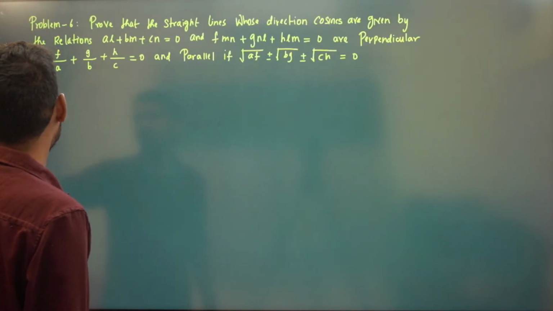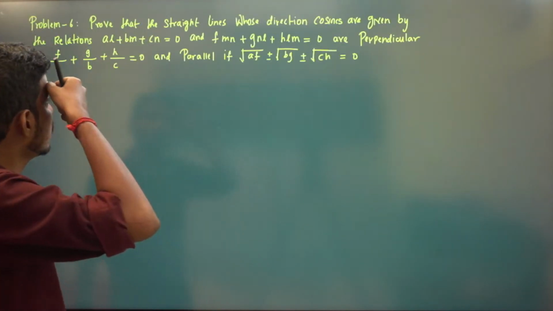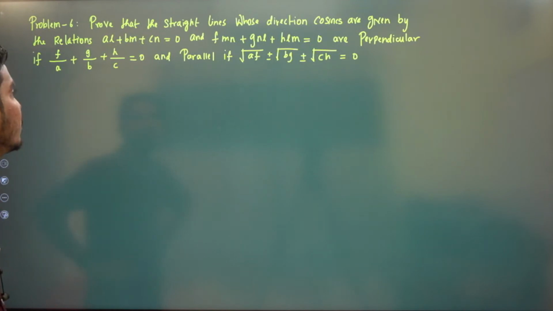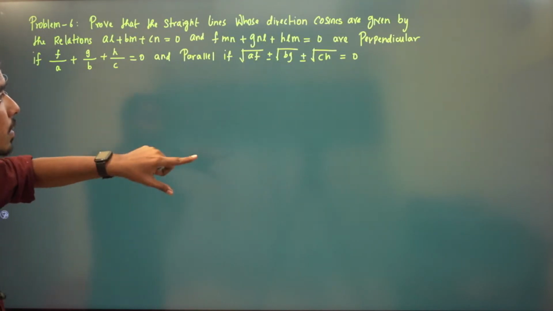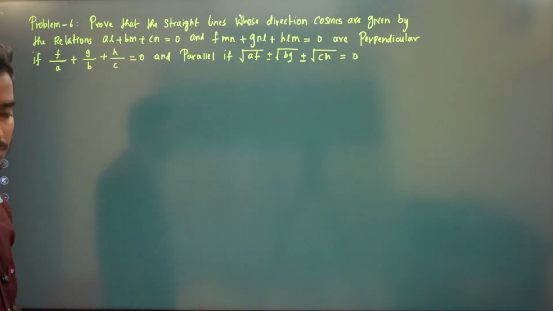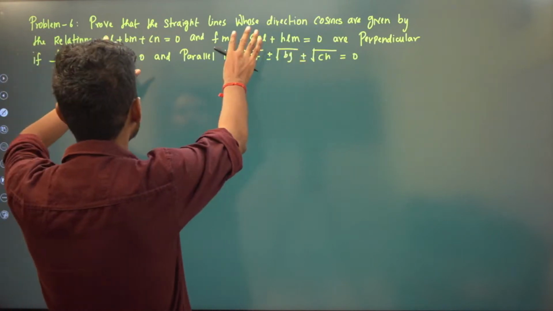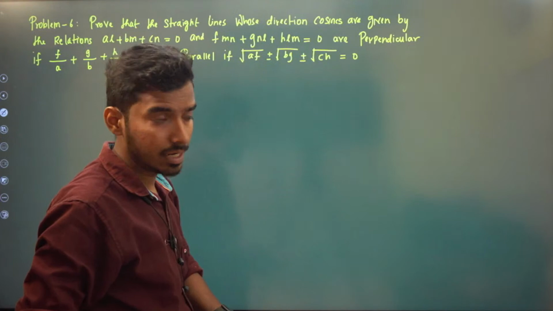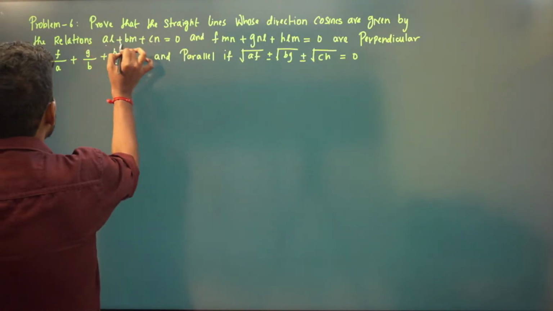Very, very important problem. Prove that the straight lines whose direction cosines are given by the relation AL plus BM plus CN is equal to 0 and FMN plus GNL plus HLM is equal to 0 are perpendicular if this happens and parallel if this happens. That is, the direction cosines are connected by this relation. So apart from L, M, N, we have this A, B, C also.